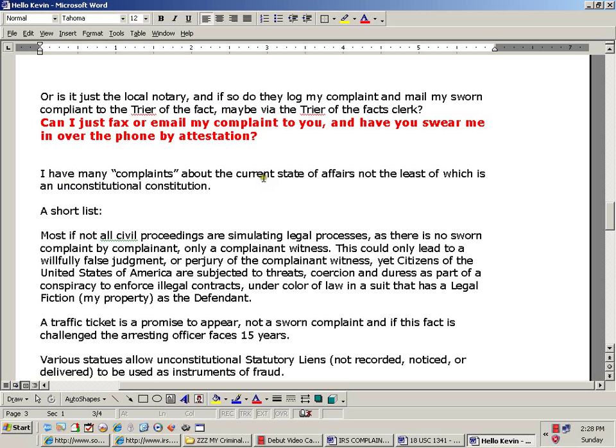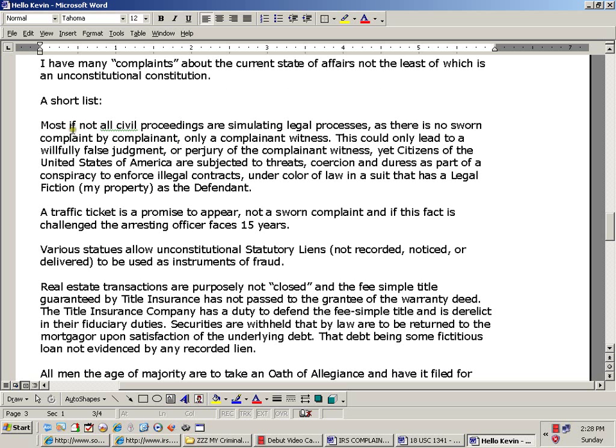I have many complaints about the current state of affairs, not the least of which is an unconstitutional constitution. Here's a short list. Most of the civil proceedings are simulating legal process, as there is no sworn complaint by the complainant, only a complainant witness. This could only lead to a willfully false judgment or perjury of the complainant witness. Yet citizens of the United States of America are subject to threats, coercion, duress as part of a conspiracy to enforce illegal contracts under color of law in a suit that has a legal fiction, my property, as the defendant. A traffic ticket is a promise to appear, not a sworn complaint, and if this fact is challenged, the attesting officer faces 15 years because he's not going to put in a sworn complaint.